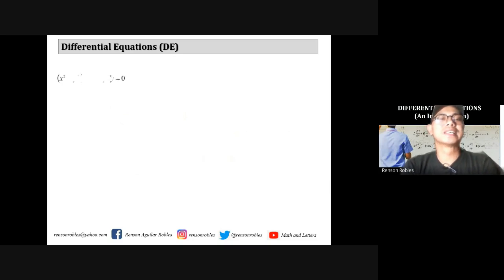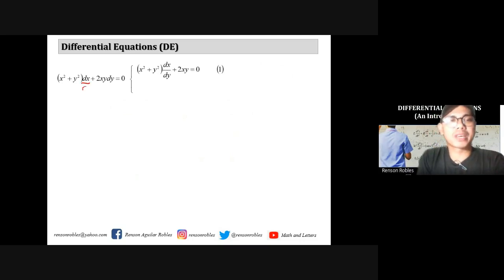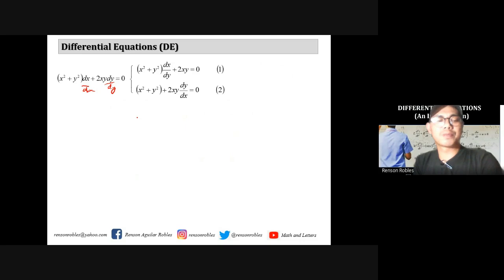Another example, say you have the quantity x squared plus y squared dx plus 2xy dy equals 0. Earlier we presented two ways to express this differential equation. One is dividing each term by dy: the quantity x squared plus y squared dx/dy plus 2xy equals 0. The other is dividing by dx: the quantity x squared plus y squared plus 2xy dy/dx equals 0. So let us characterize this differential equation.